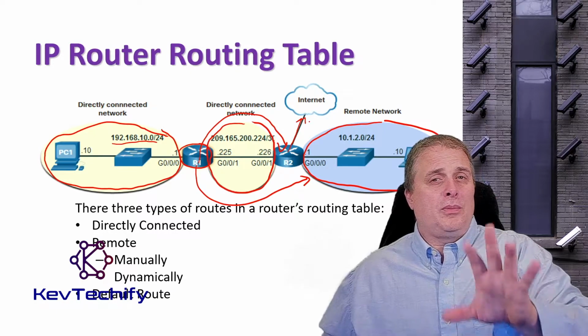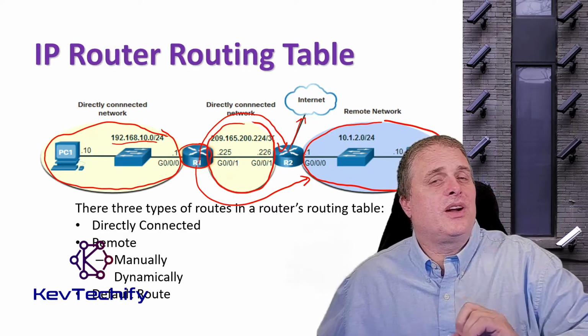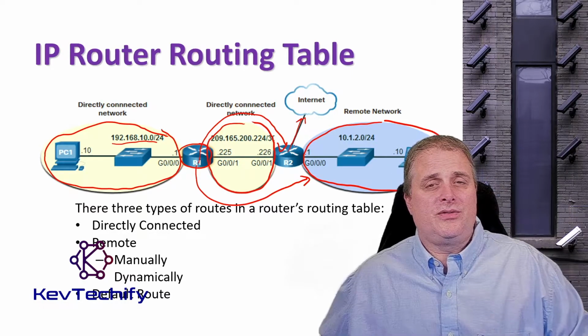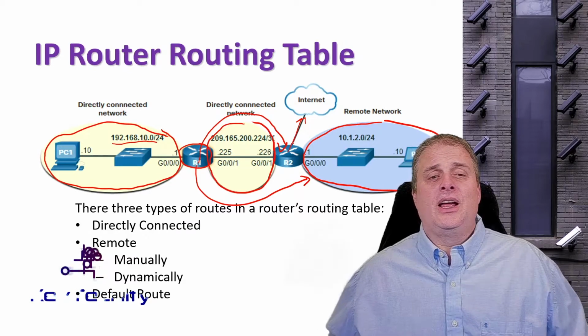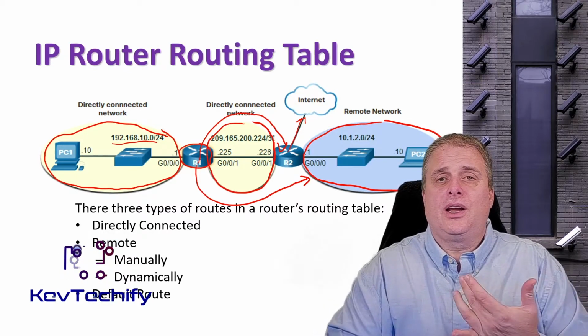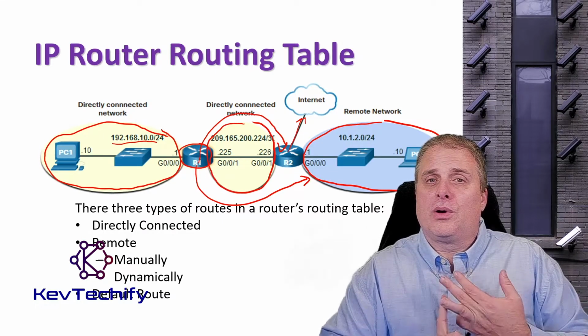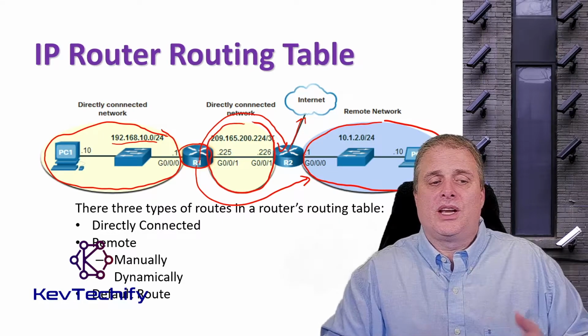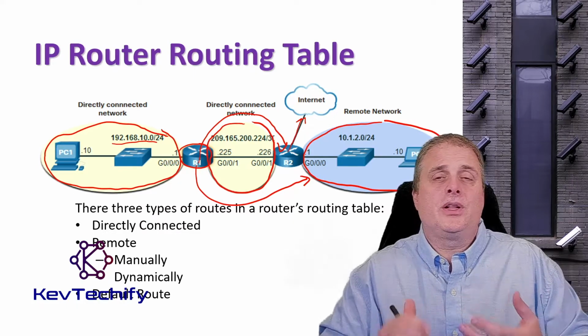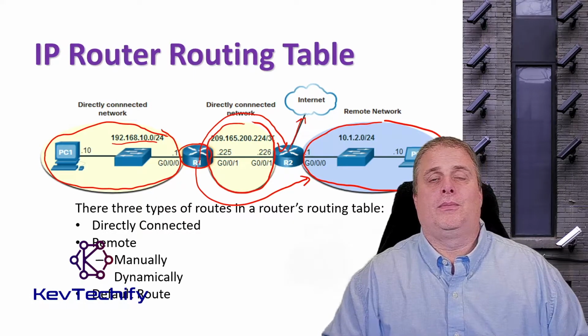Now, we don't want to keep a record of every device out on the internet, so we set up this default route to handle it. If we don't know of it as a directly connected network or a remote network that we've learned about through one of our routing protocols, then we send it to the default route, which typically leads to the internet at that point in time.